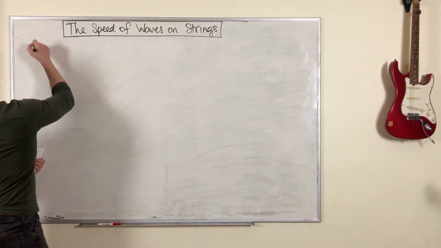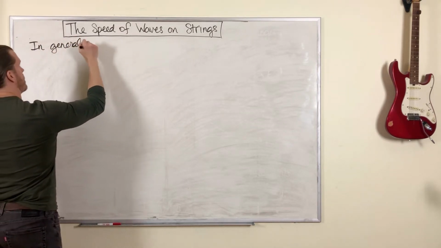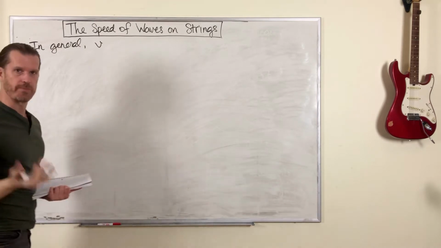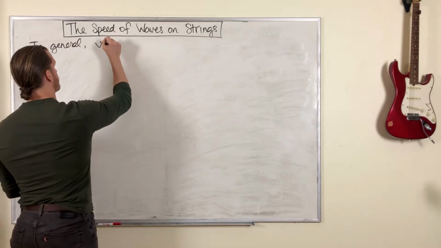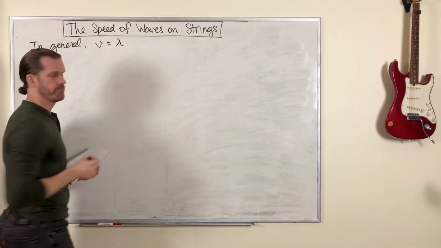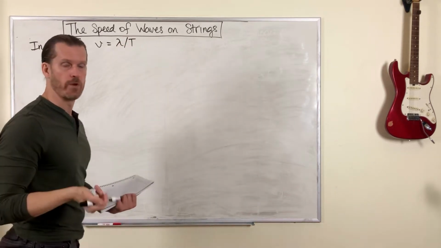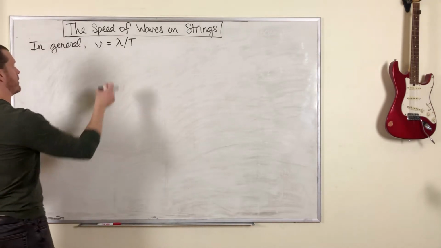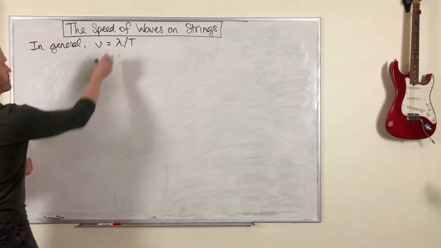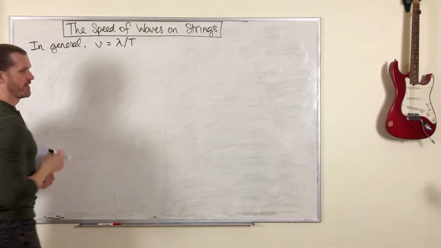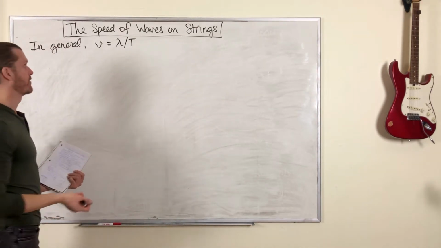So in general, for waves, the speed of a propagating wave is the wavelength, lambda, divided by the period of one oscillation. This kind of looks like distance over time. Speed is distance over time. Distance, the length of the wave, divided by time that it takes to do one wave cycle. That's generally true of all waves.